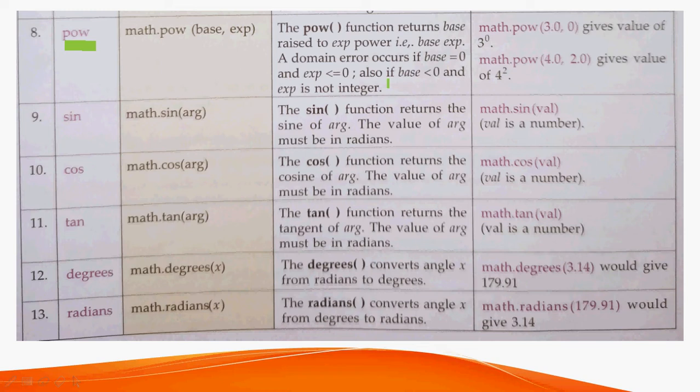allowed. So math.pow(4, 2) will give you 4 to the power 2. You have to remember this fact. A domain error occurs if base is equal to 0 and exponent is less than or equal to 0. That is math.pow(0, -1). There is no such value.